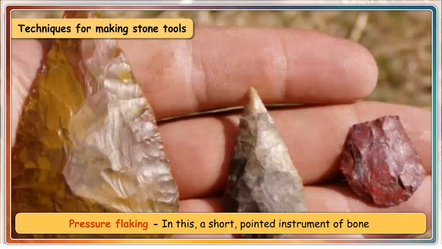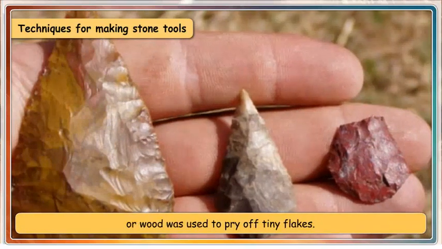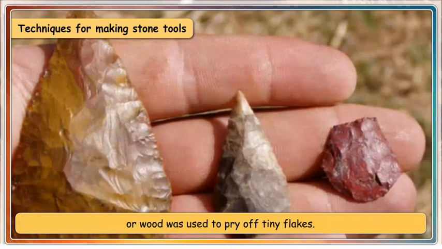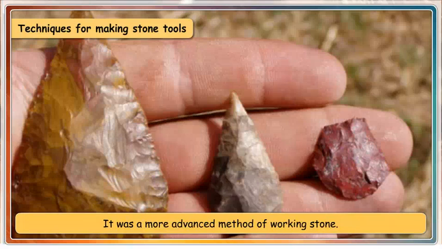Pressure flaking. In this, a short pointed instrument of bone or wood was used to pry off tiny flakes. It was a more advanced method of working stone.